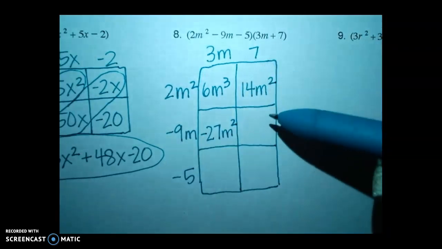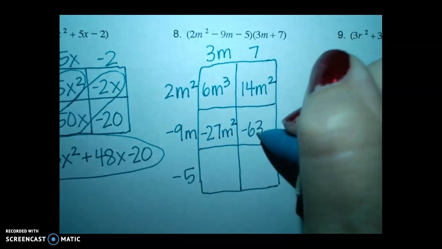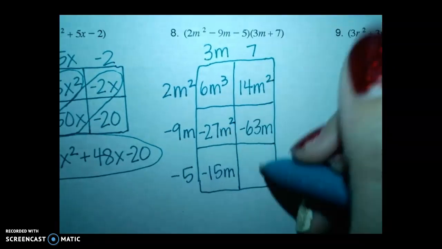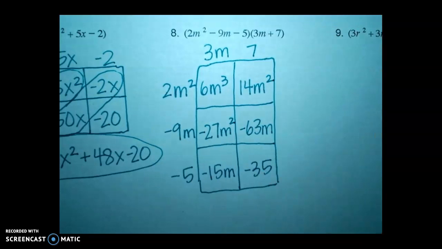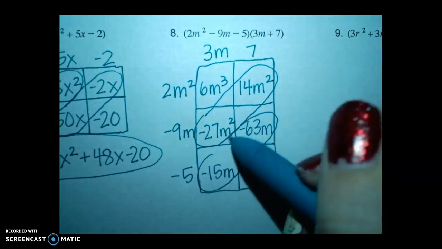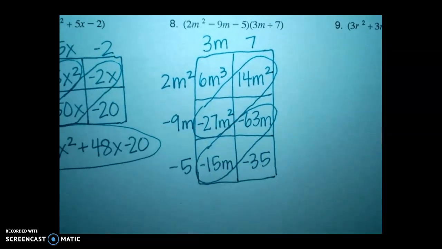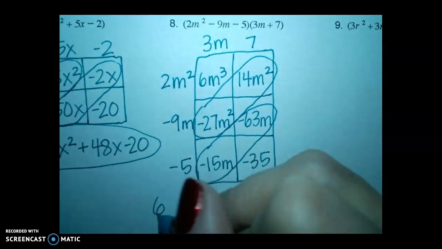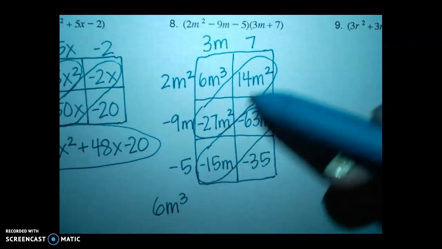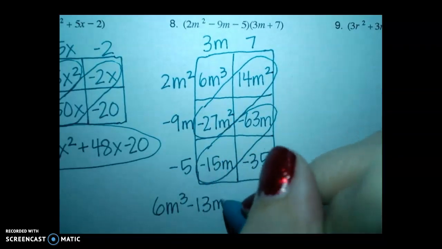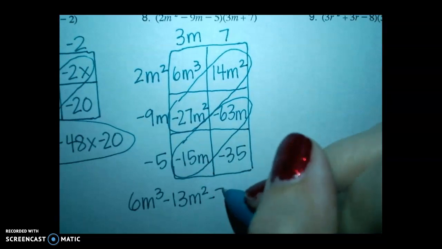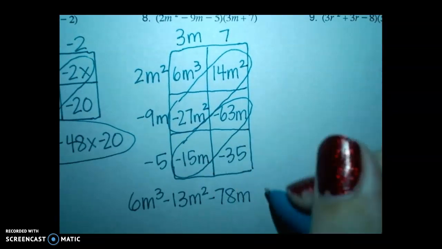Negative 9m times 7 is negative 63m. Negative 5 times 3m is negative 15m. And negative 5 times 7 is negative 35. Okay, I'm still going to look diagonally for my like terms. And then I'm going to write my answer left to right. So 6m cubed. Negative 27m squared and positive 14m squared is negative 13m squared, I think. Negative 15m and negative 63m is negative 78m, and then minus 35.